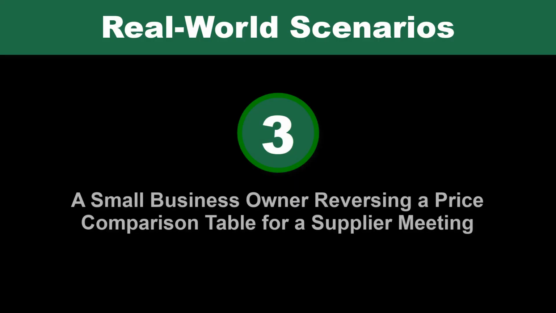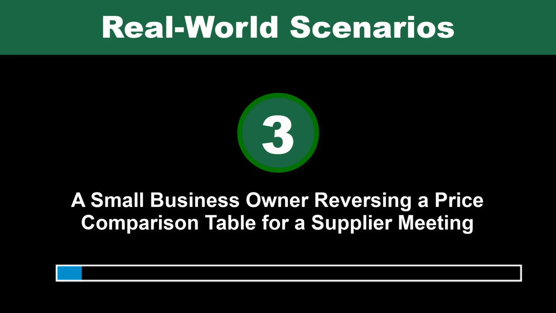A small business owner reversing a price comparison table for a supplier meeting. A small business owner had a supplier comparison table listing cheapest to most expensive from left to right. For her negotiation meeting, she wanted to lead with the most expensive option to anchor the discussion. Manually rearranging 8 supplier columns would have taken meaningful time to do without errors. Reverse Horizontal flipped the table to the new orientation on a new sheet in one click. The reversed table was ready to print for the meeting within seconds.